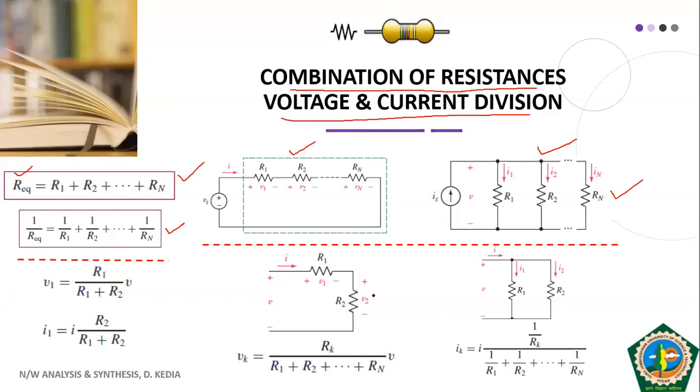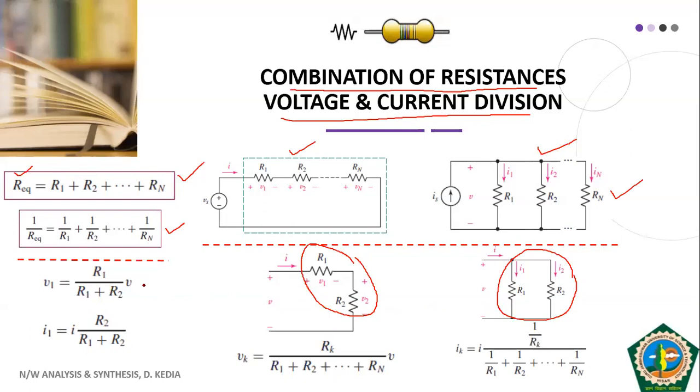Your voltage is divided in series, and current is divided in the parallel resistances. We already know, from the previous slide, that voltage remains the same in parallel, so obviously it will be divided in series. Similarly, current remains the same in series, so it will be divided in parallel.